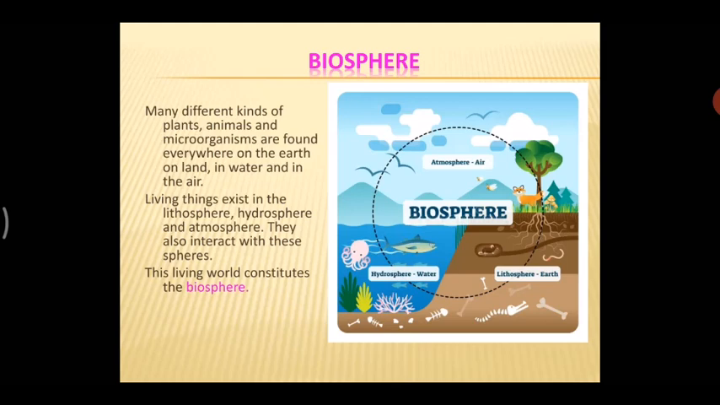That is the biosphere. Many different kinds of plants, animals, and microorganisms are found everywhere on the earth, on land, in water, and in the air. Living things exist in the lithosphere, hydrosphere, and atmosphere. They also interact with these spheres. This living world constitutes the biosphere. So, we find living things in all three spheres, that is in the lithosphere, hydrosphere, and atmosphere.